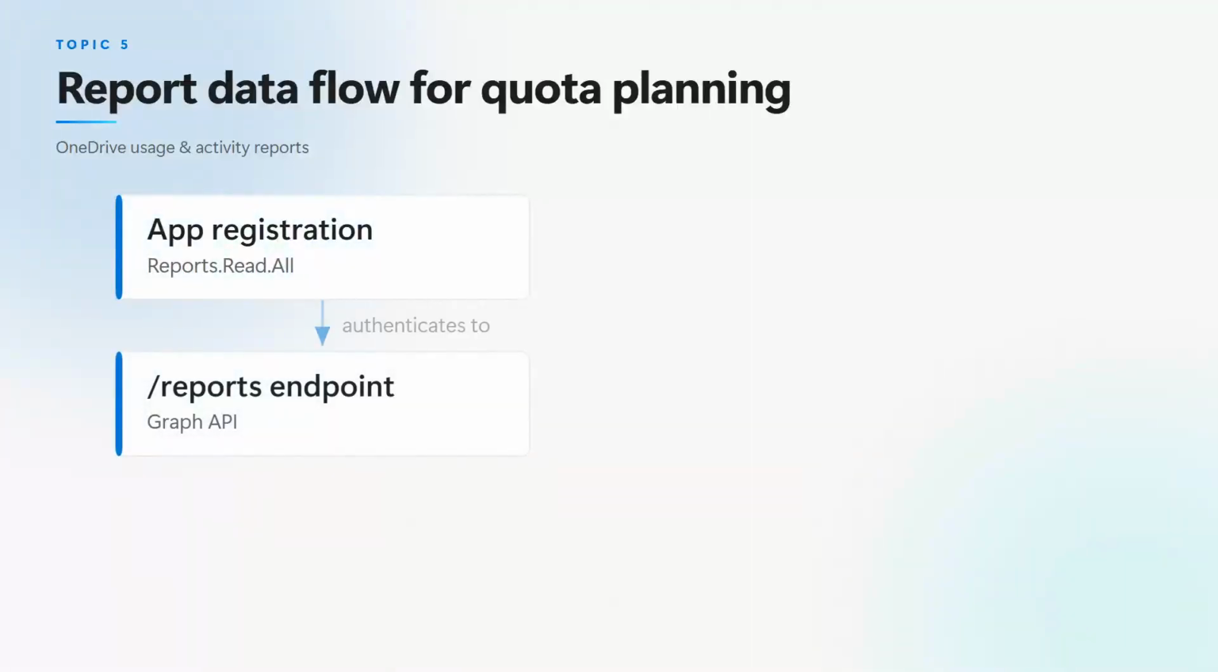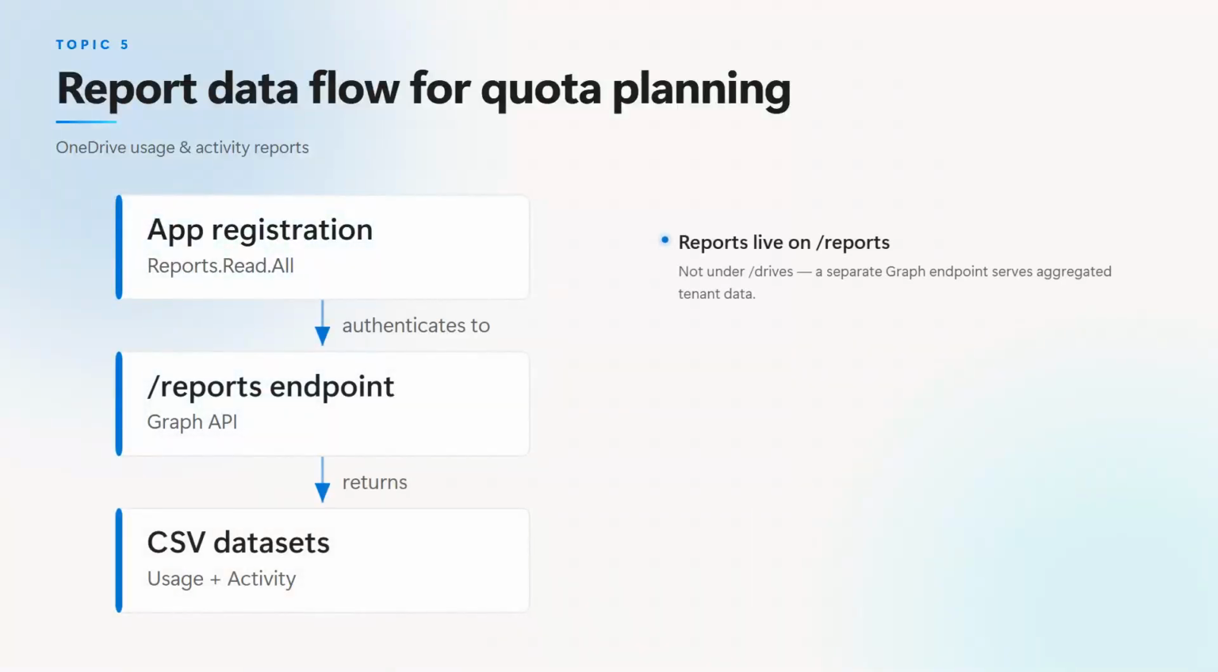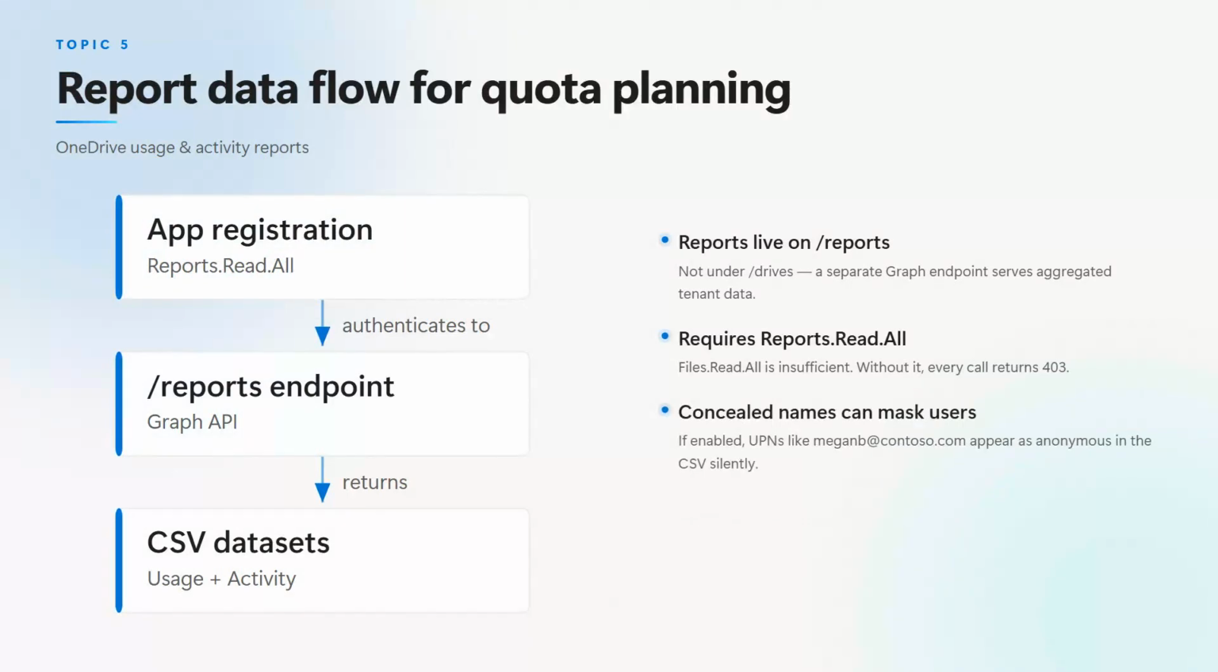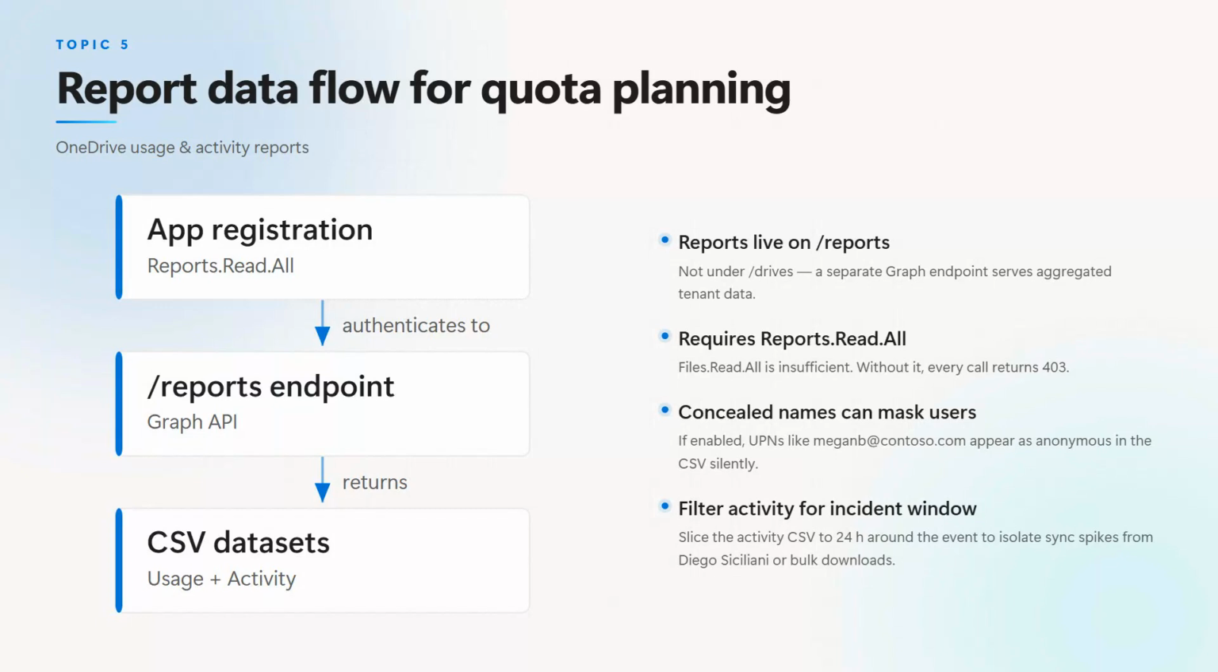Graph usage and activity reports aren't part of the drive or file APIs you've been using, they're CSV downloads from the /reports endpoint, and they demand their own permission, reports.read.all. If you try to pull them with a token scoped only for files.read.all, you'll get a 403 even though you're the same admin. That's the first thing to watch for.